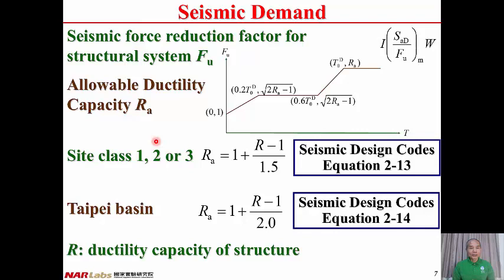And how do we compute allowable ductility capacity? From our seismic design code Equation 2-13, RA equals 1 plus (R minus 1) divided by 1.5 for site class 1, 2, or 3. From seismic design code Equation 2-14, RA equals 1 plus (R minus 1) divided by 2.0 for Taipei Basin. R is the ductility capacity of the building.